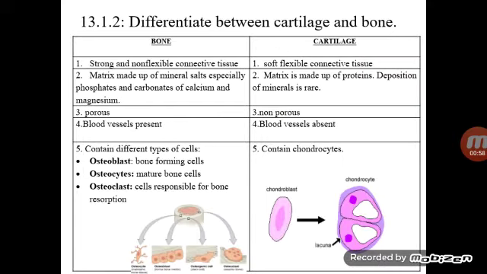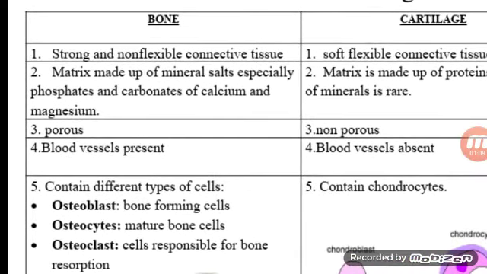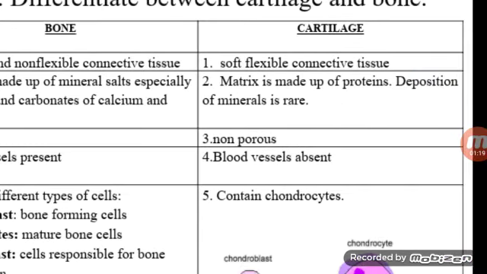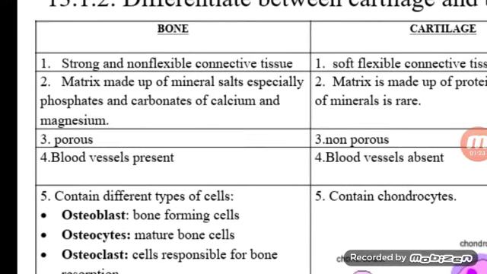In the second SLO, 13.1.2, differentiate between cartilage and bone. There are some differences given in this slide. The first difference between bone and cartilage is that bones are strong and non-flexible connective tissues, while cartilage are the soft, flexible connective tissues.